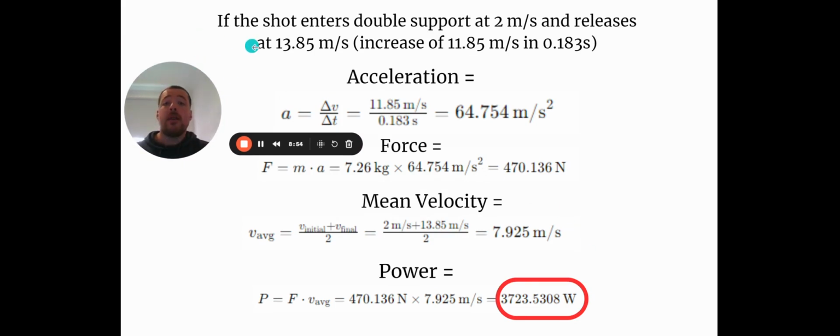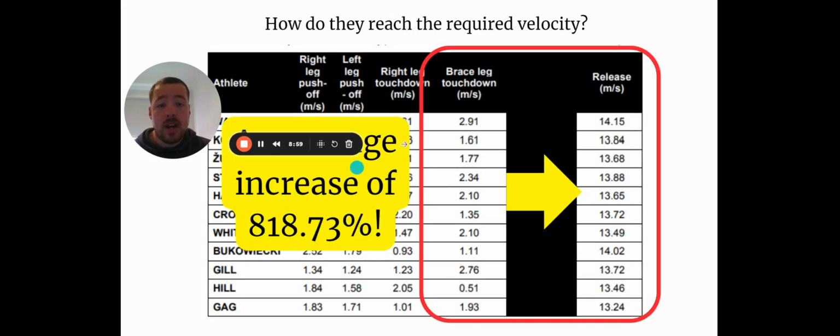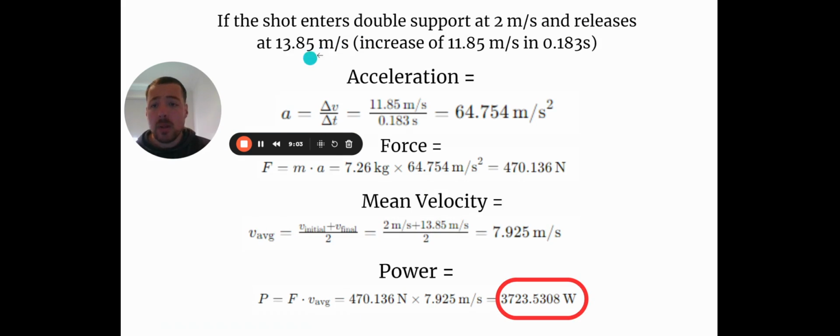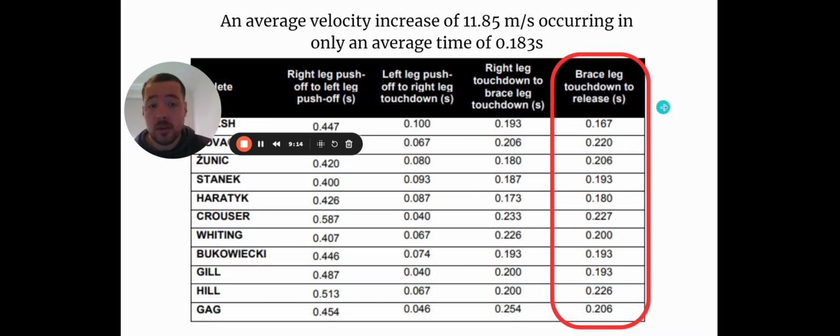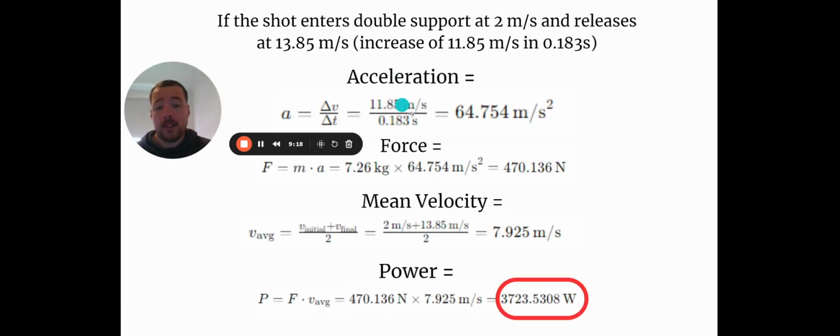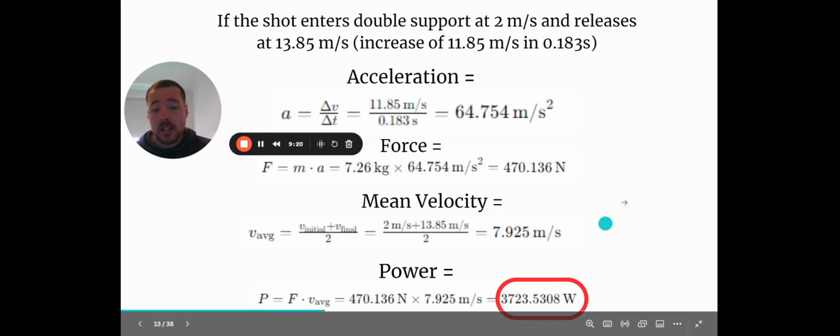If we assume that the shot enters double support at 2 meters per second, which is about average for that selection, and release velocity at 13.85 meters per second, which will mean a throw of around high 21s. This is an increase of 11.85 in 183 milliseconds, which was the average duration of double support phase. Pop that through to calculate power, we get this number here.